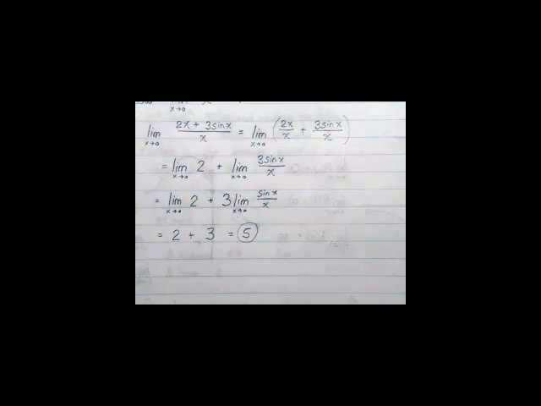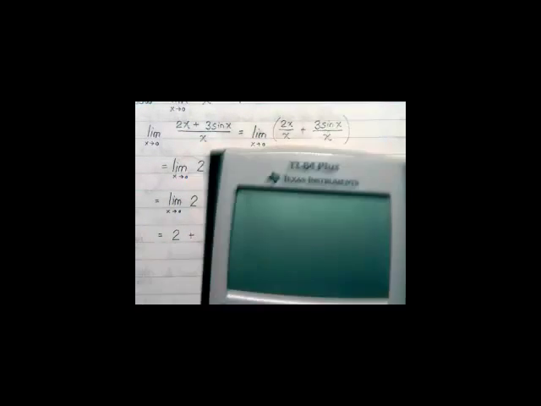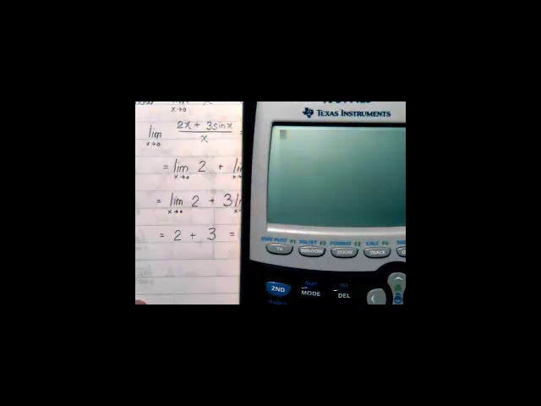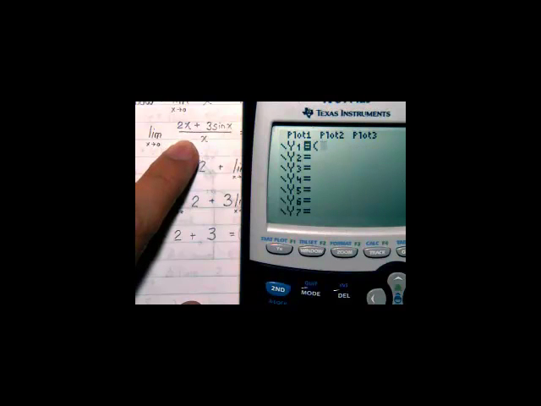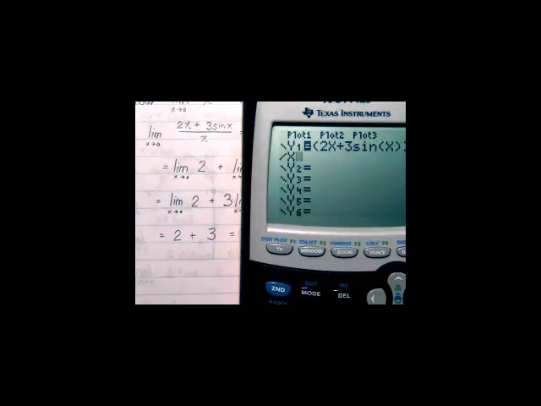Okay, so let's take a look at this one. Calculator. Just so we can kind of visually see this thing as well. We should see a function that is approaching 5 at 0. So we're going to go back and put in the original problem I gave you guys to work on into your y equals. So that should be in parentheses 2x plus 3 sine x all divided by x. So something kind of like that.